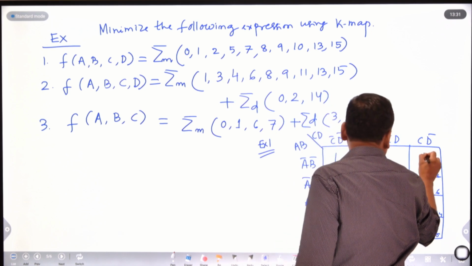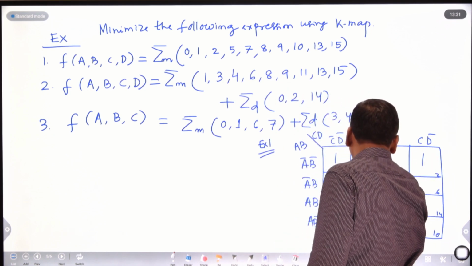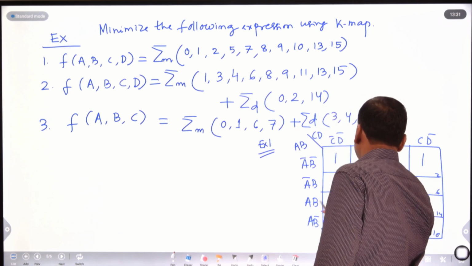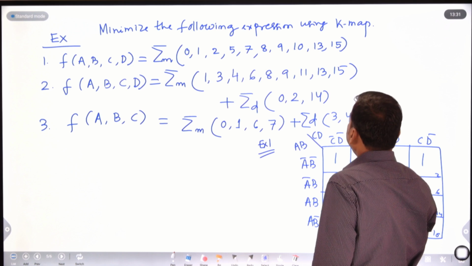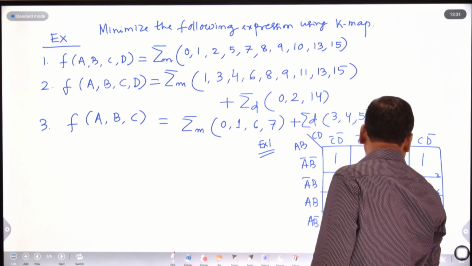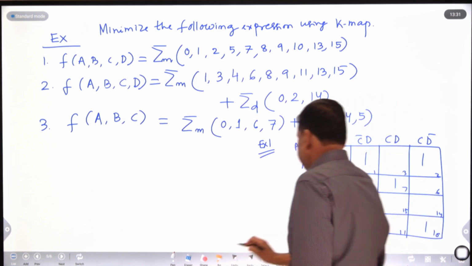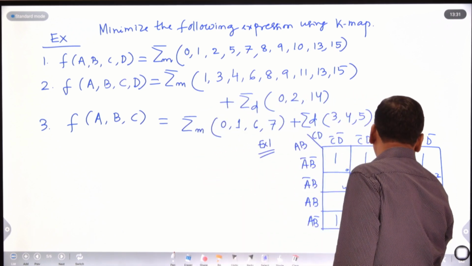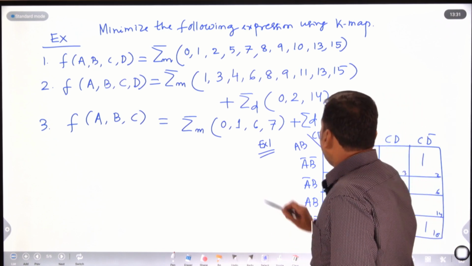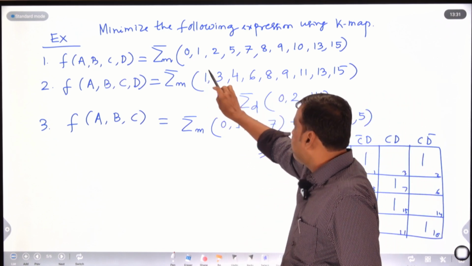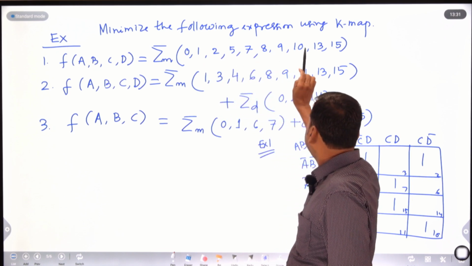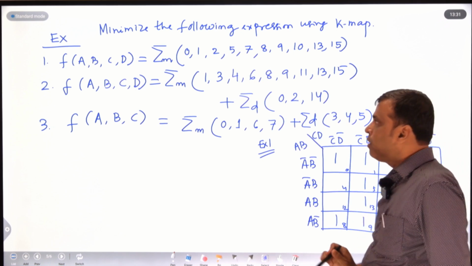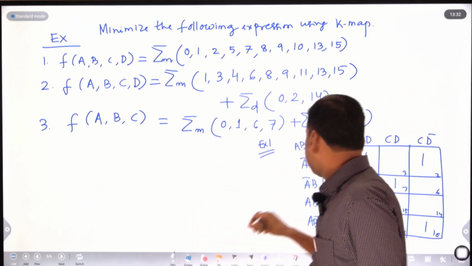2, also 1. Then 5 is here, 1. 7, here also 1. 8, 1. 9, here also 1. Then 10, then 13, here 13, then 15. Okay. So how many min terms are given? 1, 2, 3, 4, 5, 6, 7, 8, 9, 10. Yes, so we have perfectly placed the min terms in the respective squares.